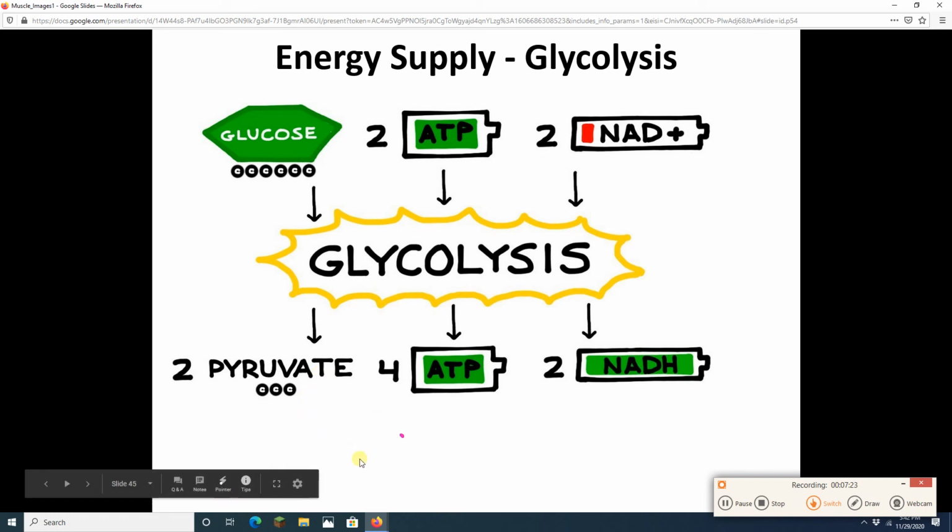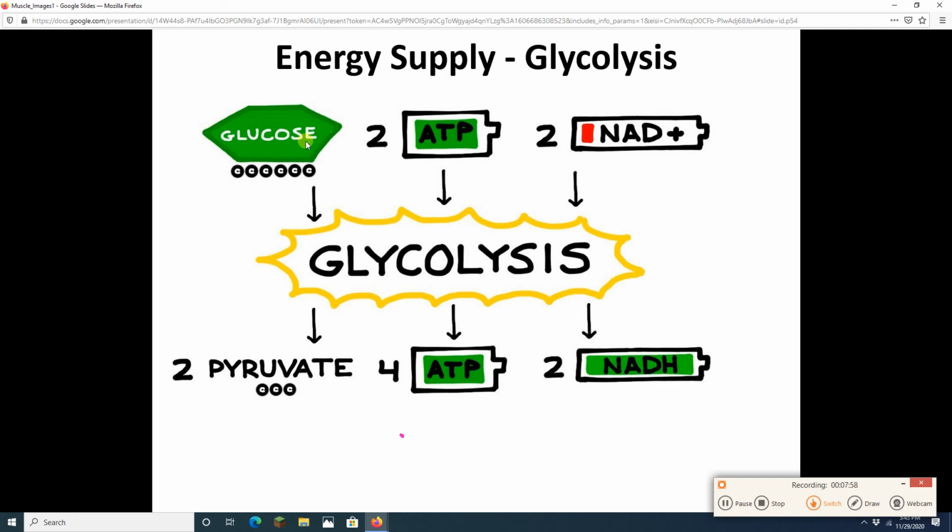And in doing so, we will make a net of 2 ATPs, because I'll use 2 ATPs in order to do glycolysis, and I'll end up making 4 ATPs. And I'll also make this energy storage compound called NADH. I'll make 2 of those. So I can use glycolysis to make pyruvate, 2 ATPs net, and 2 NADHs from each molecule of glucose. Now remember, we store glucose in this branched chain called glycogen in our muscle fibers.